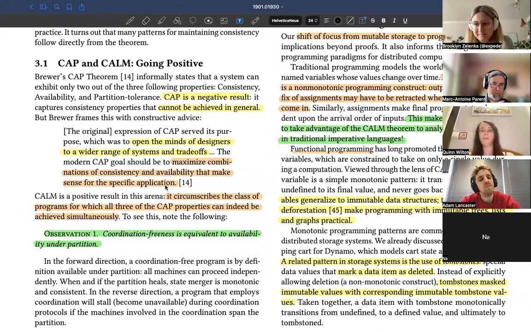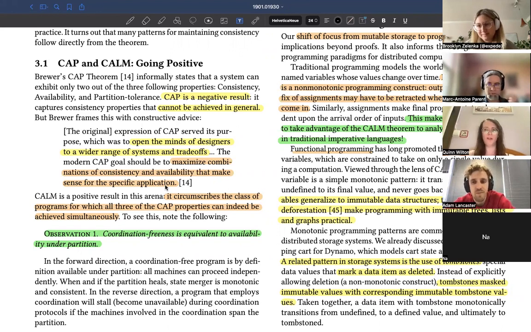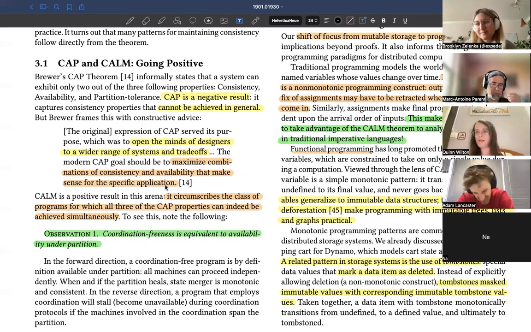But then the authors of this paper follow up with: CALM is a positive result in this arena. It circumscribes the class of programs for which all three of the CAP properties can indeed be achieved simultaneously. And I think that is a very powerful way of putting what I think to most people is viewed as a limitation of distributed systems and applied universally, rather than something that only applies when you consider the general class of all distributed systems.